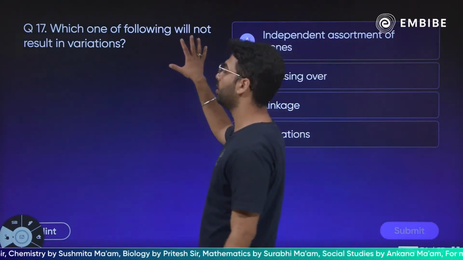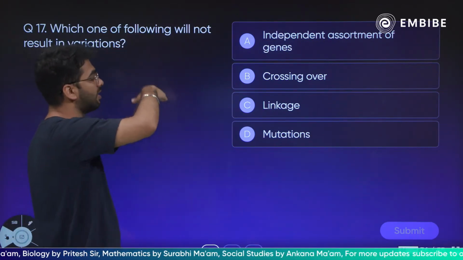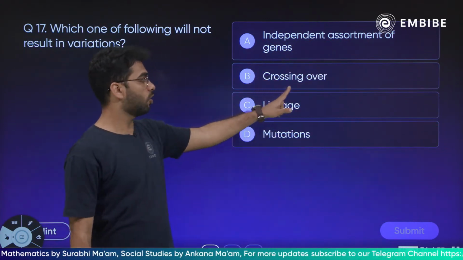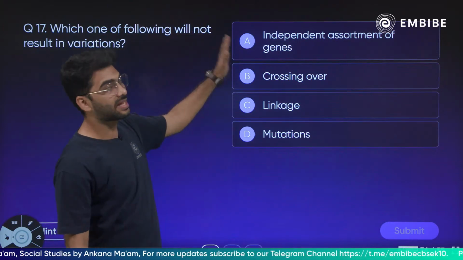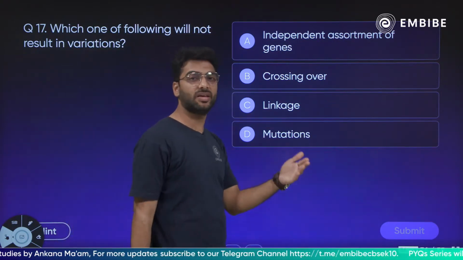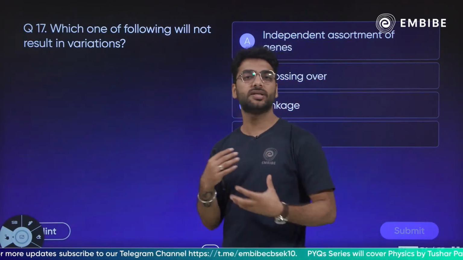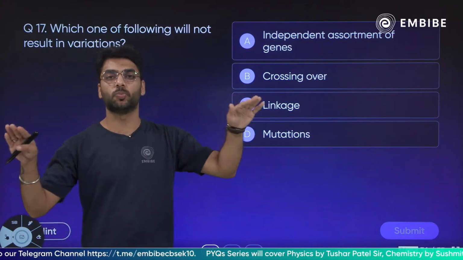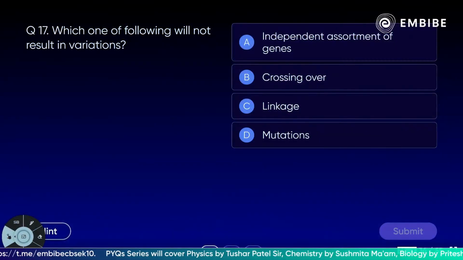Which one of the following will not result in variations? Independent assortment of genes, crossing over, linkage या mutation. Which of these will not result in variation? Very easy, बहुत ही easy common sense question है. बस ये difficult terms use करके आपको confuse करने की कोशिश की जा रही है, but it is super easy. Easy peasy Japanesey.